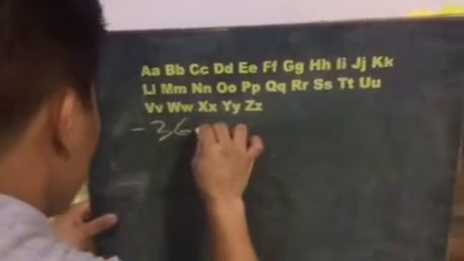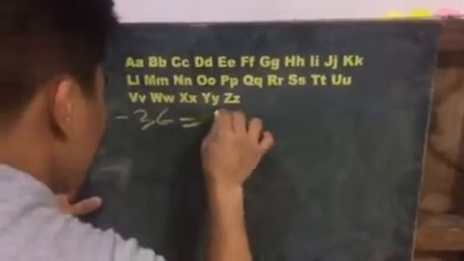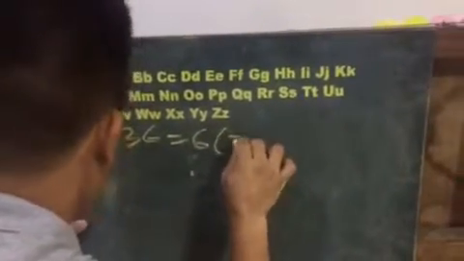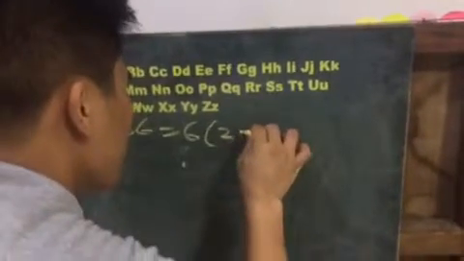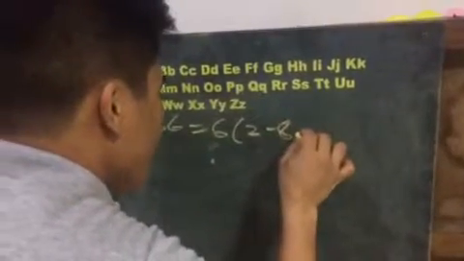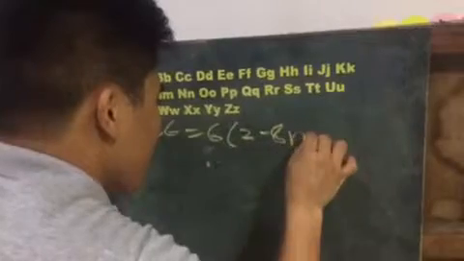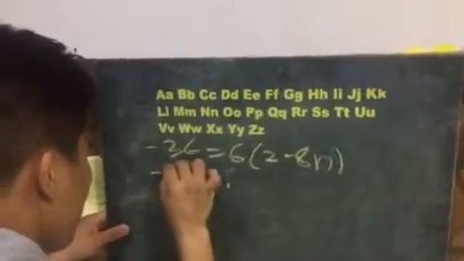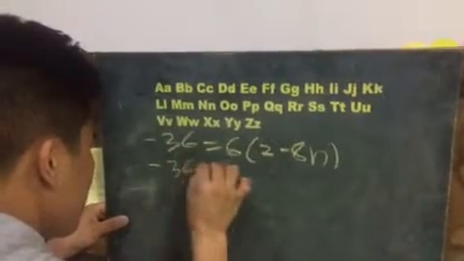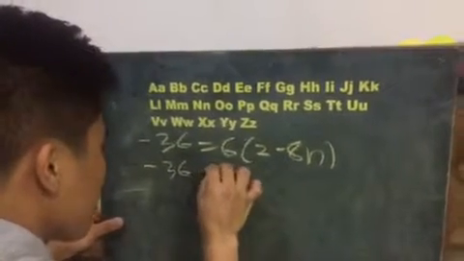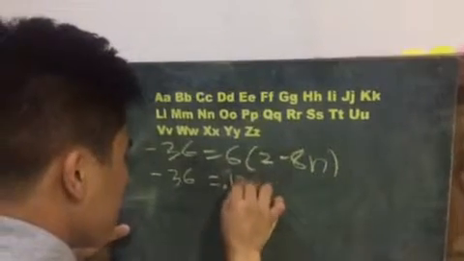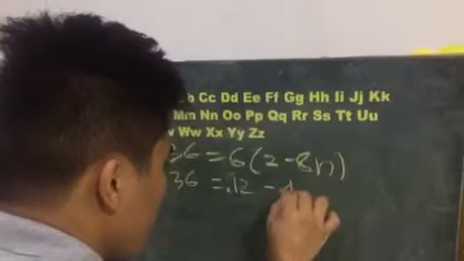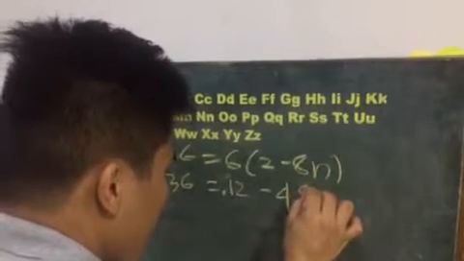So now let's have our next equation. Negative 36 is equal to 6 times (2 minus 8n). So in this equation, we will apply the distributive property. So negative 36 is equal to 12 minus 48n.